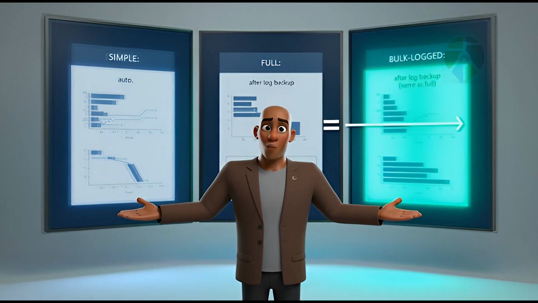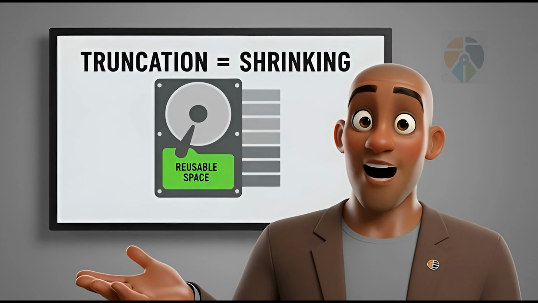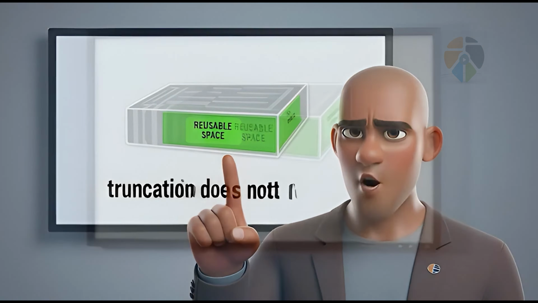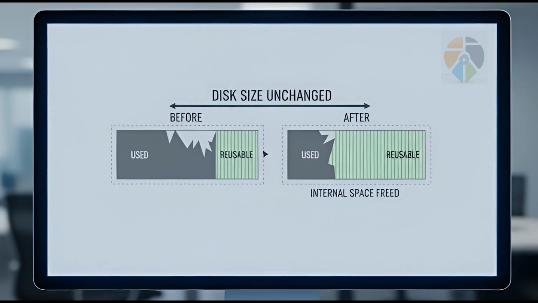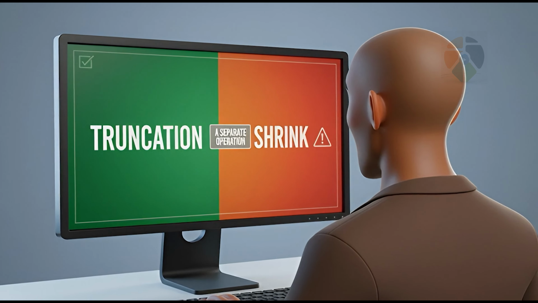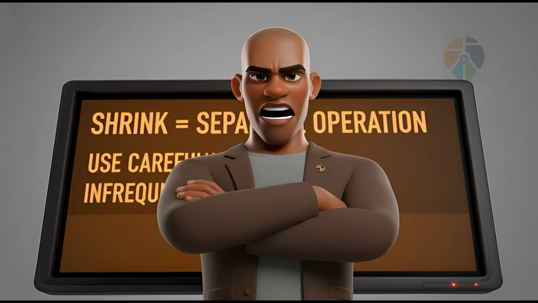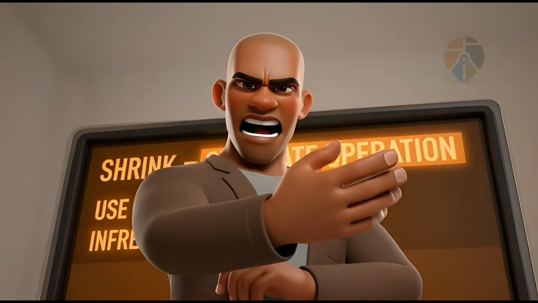In bulk logged recovery model, truncation also happens after log backups, just like full recovery model. One important thing to remember: truncation does not reduce the size of the log file on disk. It simply frees up space inside the file for reuse. If you need to reclaim disk space by shrinking the log file, that's a separate operation, and one you should do carefully and infrequently.